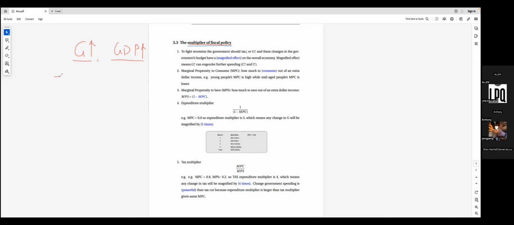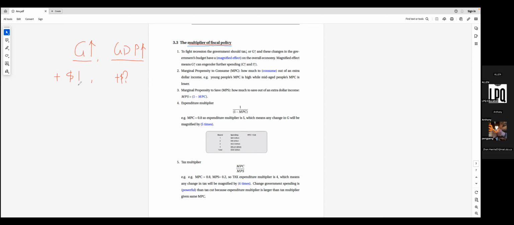What do I mean by quantitative relationship? If I ask you, if the Canadian government increases the governmental spending by one more dollar, does the GDP also increase by just one more dollar? If not, the GDP will increase by how much? That is our question here. So what is the quantitative relationship between these two changes?